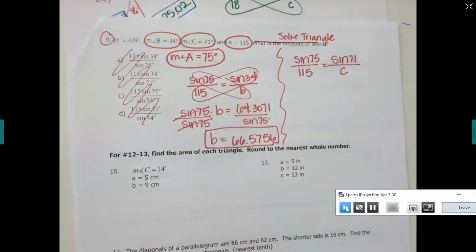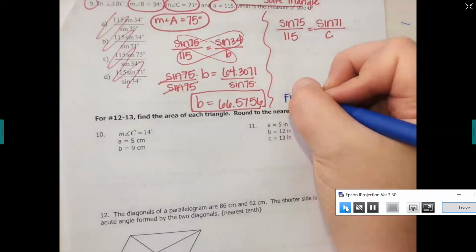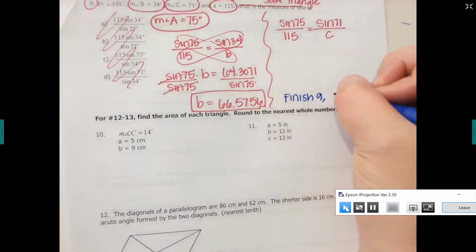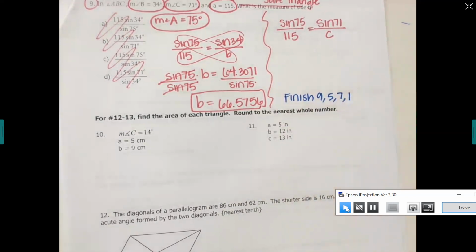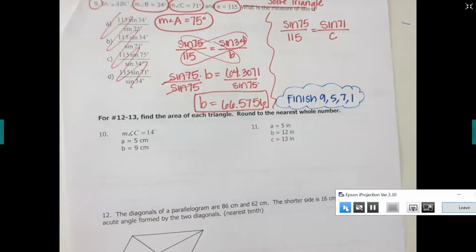All right, so I'm going to give you some time to work. I'm going to come around and try and help with any questions. We're not doing any of the areas today. So you're finishing number 9. You're finishing numbers 5, 7, and 1, and then we'll go through law of cosines. And if you want me to check an answer, I'm happy to do that.